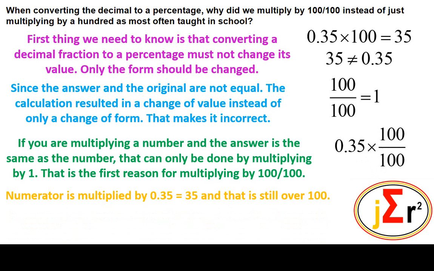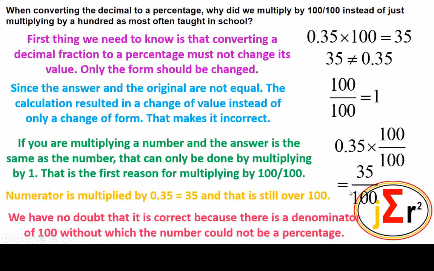The numerator is multiplied by 0.35. So this 100 is multiplied by 0.35. When we get the result, it is still going to be over 100. Multiply 0.35 by 100, we are going to get 35. And the result is still going to be over 100, which is this 100, which causes the result to be a percentage. We have no doubt that it is correct because there is a denominator of 100 without which the number could not be a percentage.